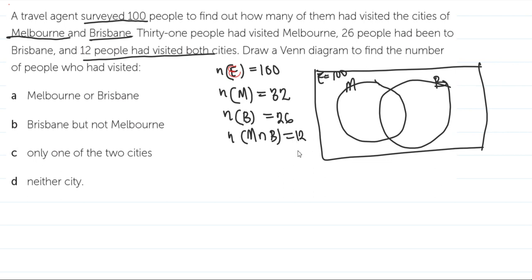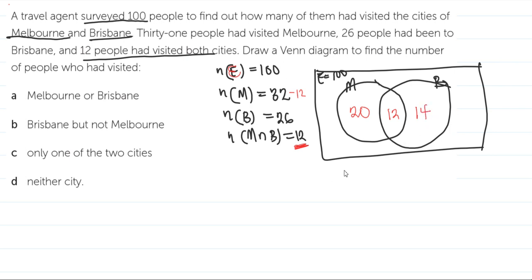Remember in our last class we said that the first thing we need to put in is our intersection, which is the 12 we have here. Out of the Melbourne, we have taken the intersection, which is the 12. So we'll remove it from this place, so that we'll be left with 20. For Brisbane, out of 26 we have taken 12, so we'll have 14 left.